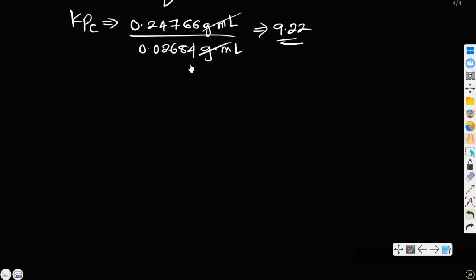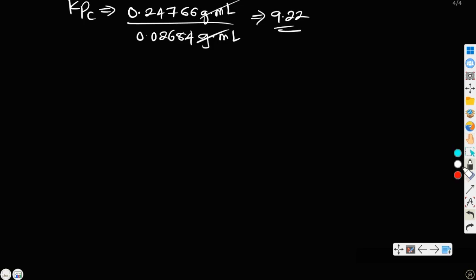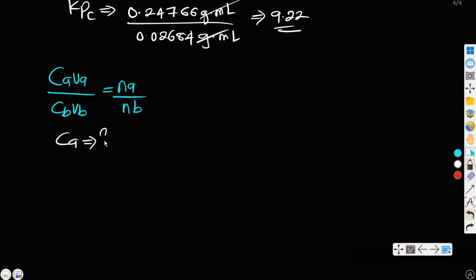Now let me try and use that one to solve and see if we get the answer too. We have CA VA over CB VB is equal to NA over NB. True or false? True. Now in this question, what is your CA? The concentration of the acid is unknown because that is what you are going to look for. But you know that this concentration will be in mole per dm cube. It will be different from the concentration we got here.